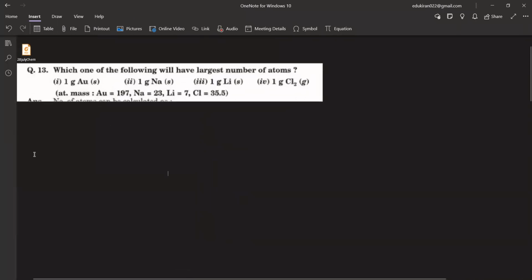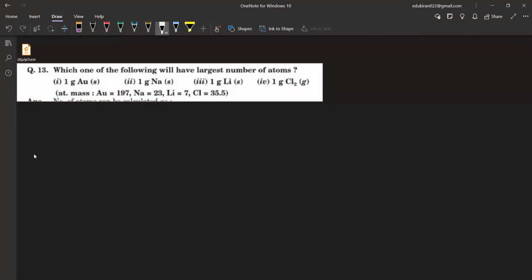Which of the following has largest number of atoms? And you have been given the atomic masses of everything. Okay, largest number of atoms. Please see. We'll calculate the number of atoms in all of the cases. Aisha, Iram, Fahad, and Fatima, all of you will concentrate here.